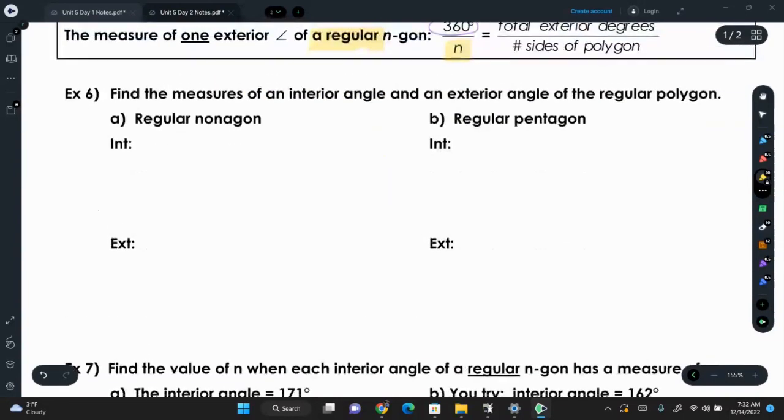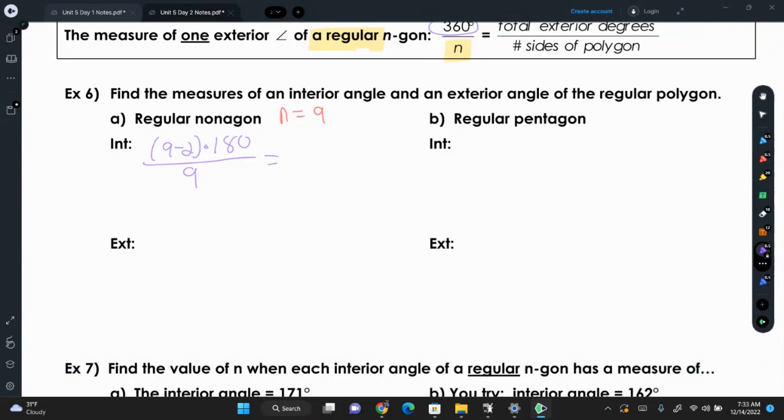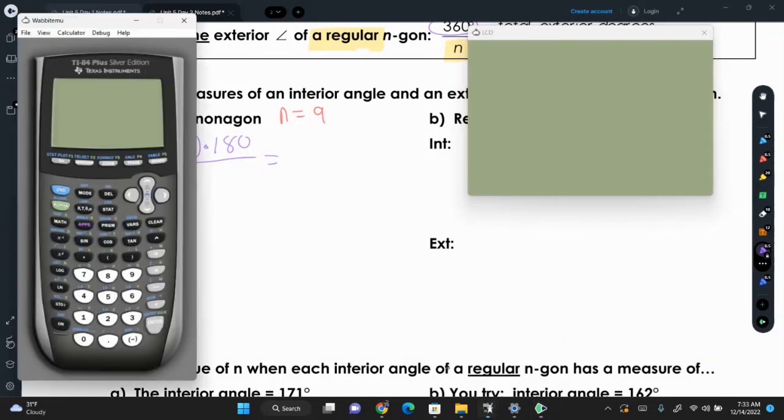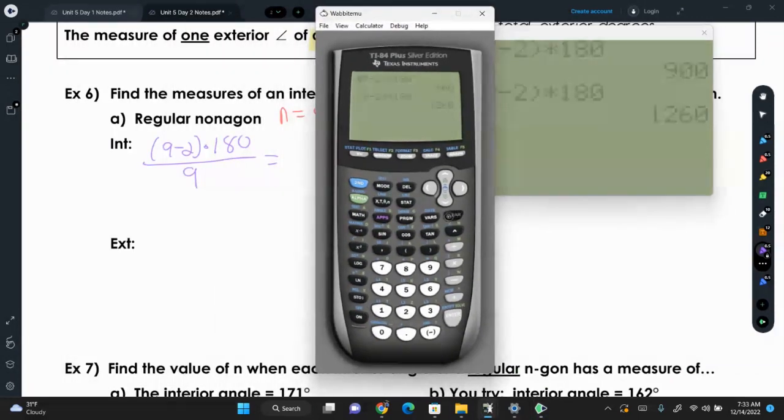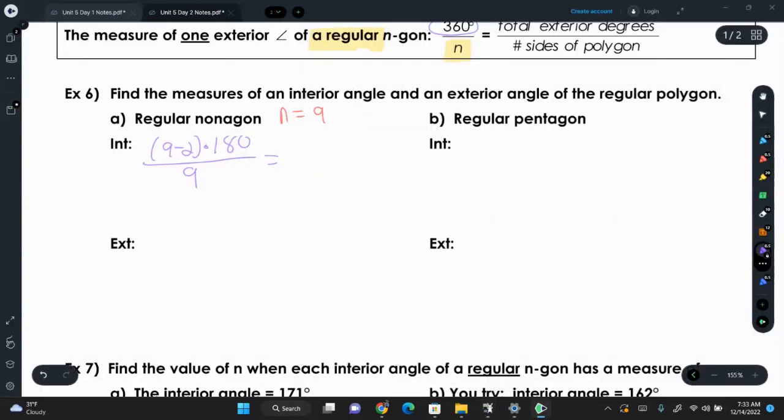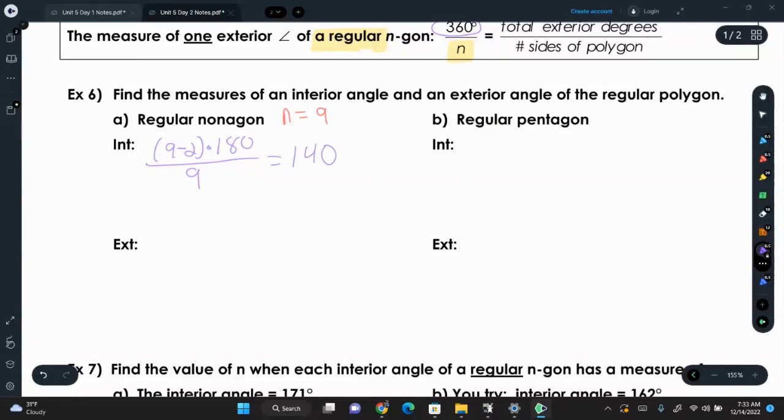So let's look down here. It says find the measure of an interior angle and an exterior angle of the regular polygon, regular nonagon. So n is equal to 9. So for the interior angles, we're going to do 9 minus 2 times 180, but then divide that by 9, because we're trying to find the measure of one angle in a 9-sided shape. So again, if we use parentheses, we can type this all in at once. So 9 minus 2, close parentheses, times 180, and we can divide that by 9, and we get 140. So each angle in a regular 9-sided shape, a nonagon, is 140 degrees.